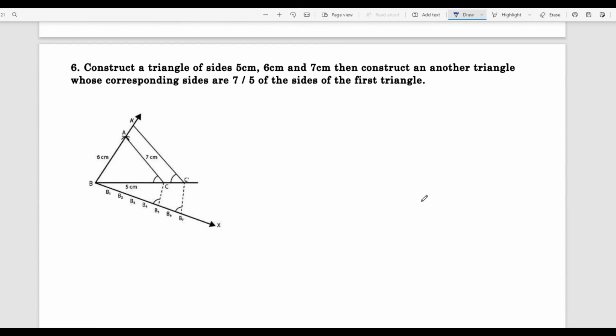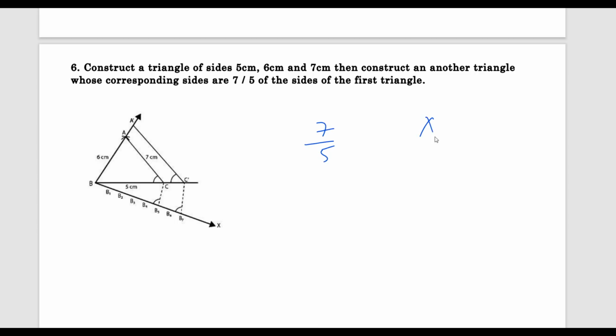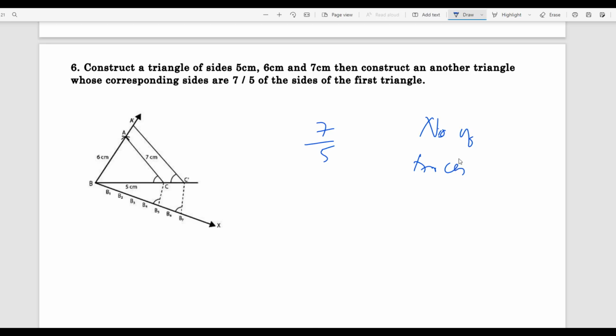So you can try this question. The ratio is 7 by 5. Number of arcs equals 7. Which point should be joined to C? Point B5, because the number 5 is in the denominator. Okay, don't get confused in the exam.